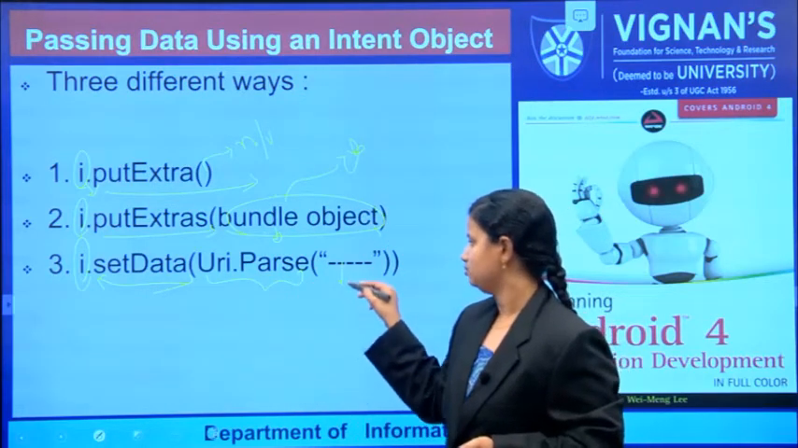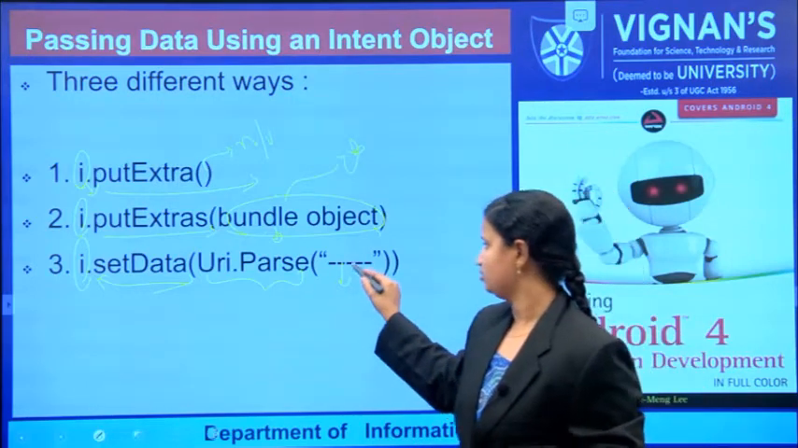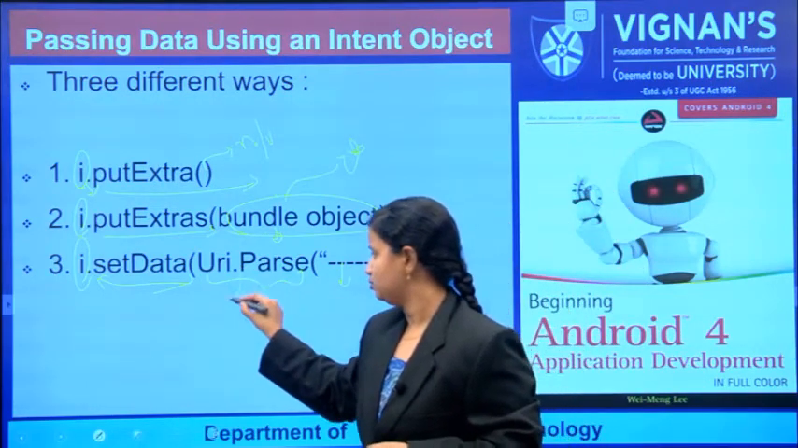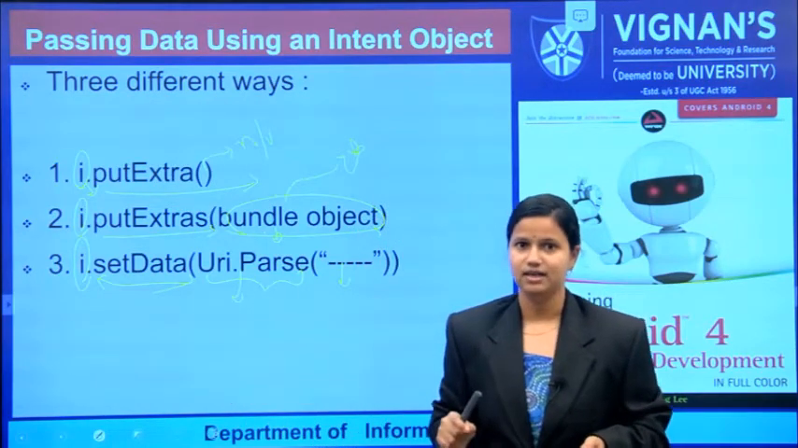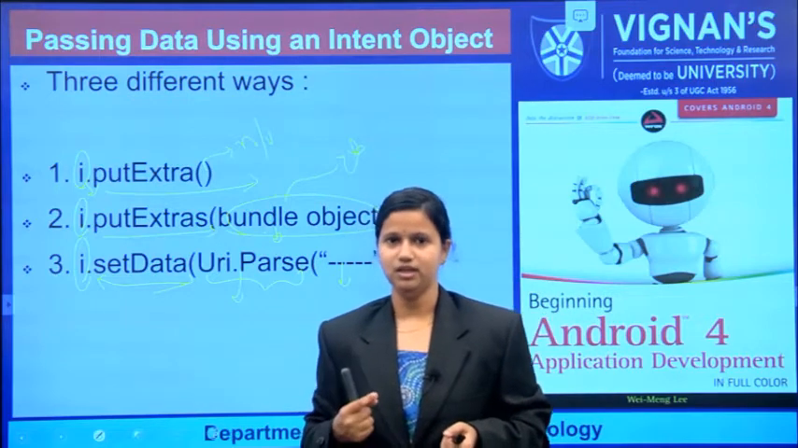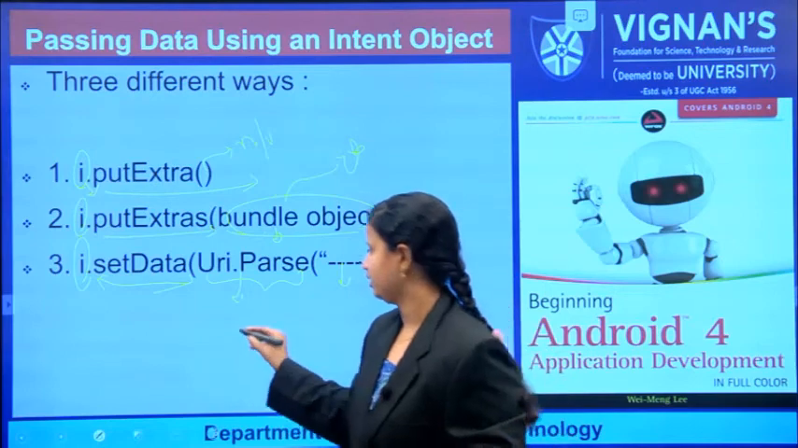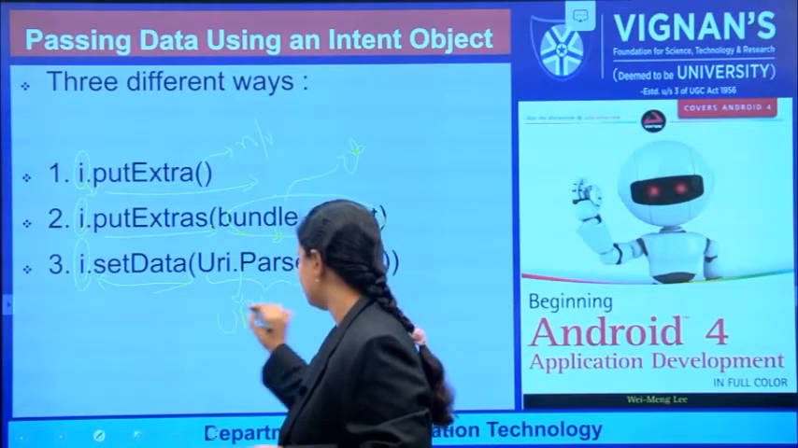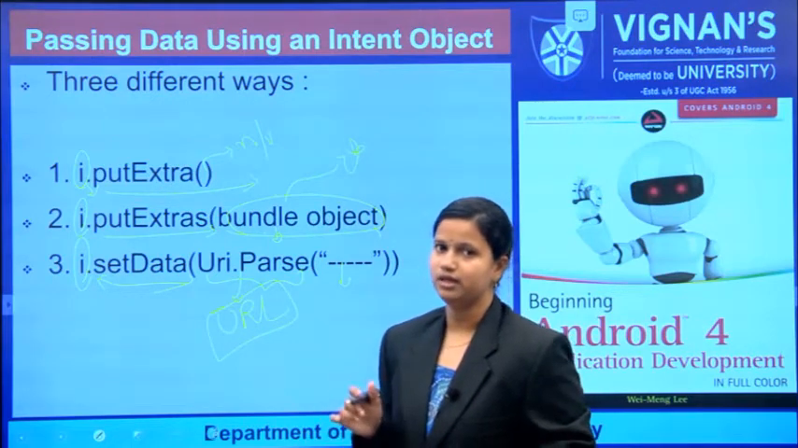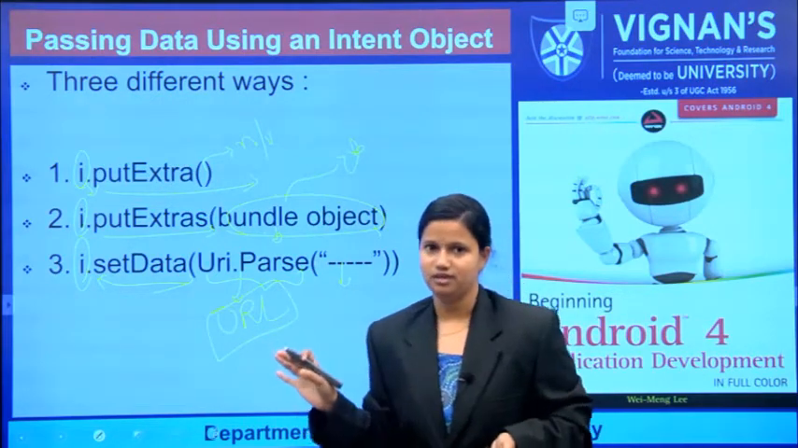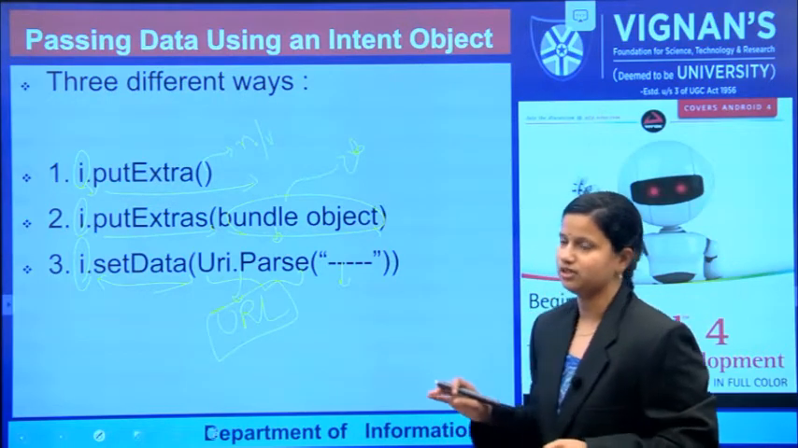In this we pass the data, we set the data. What is this Uri.parse? Whatever the information contents are, they are taken from the browser. That means it takes the details from the URL. So these are the three different ways we pass the data with an intent object.